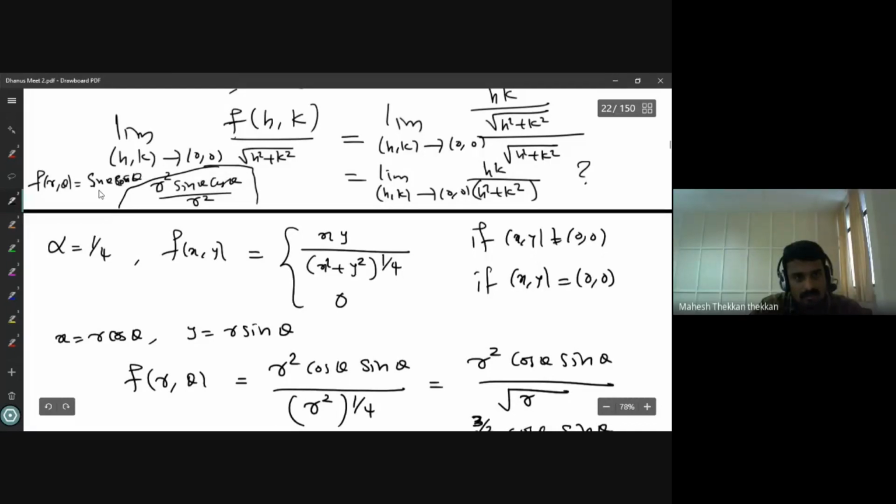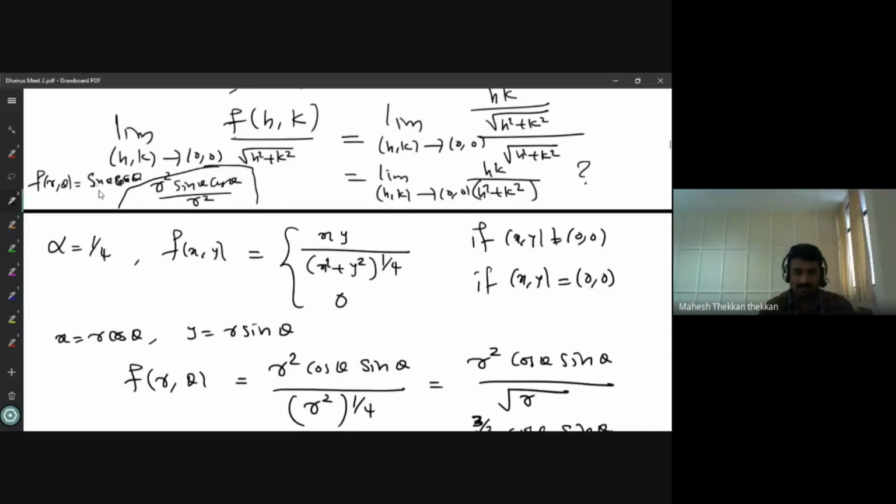Then you cannot conclude anything as r tends to 0; it depends upon theta. Suppose you give theta equal to 0, or theta equal to pi by 4, which is the line y equal to x. If you give theta equal to pi by 4, what value will you get? Half. If you take theta equal to some other value, like 3 pi by 4, again you will get a different value.